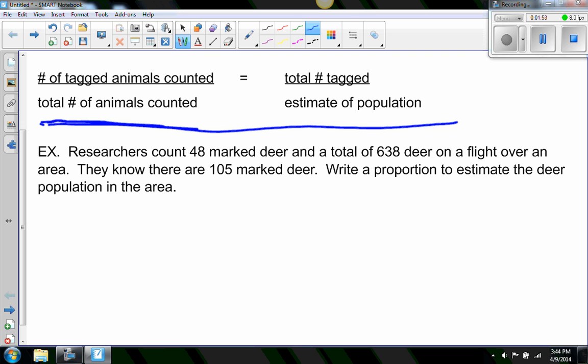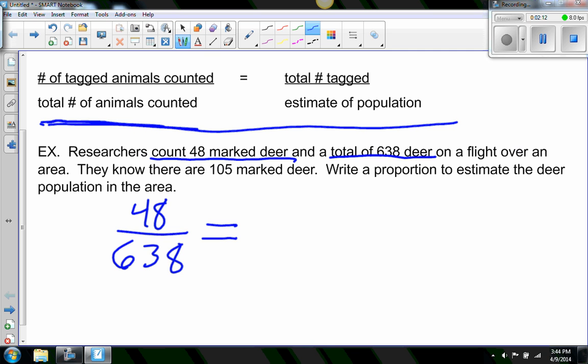So I'm going to write a proportion, and it's going to look like this one up here. Number of tagged animals counted: it says right here, they count 48 marked deer. So they counted 48, and the total number of animals counted, it says a total of 638 deer. So that's your total counted, and that will equal total number tagged. It says they know there are 105 marked deer total. So 105, and the estimate is what I'm trying to figure out. I want to know, what is the estimate of deer in this area?